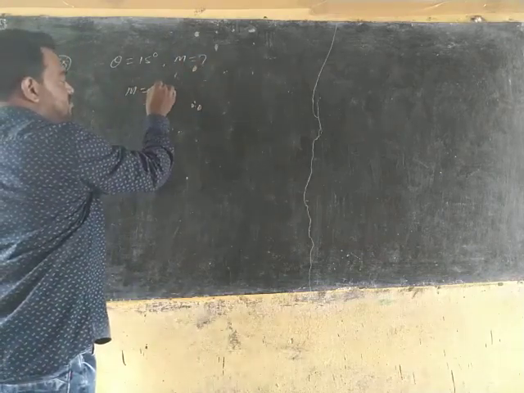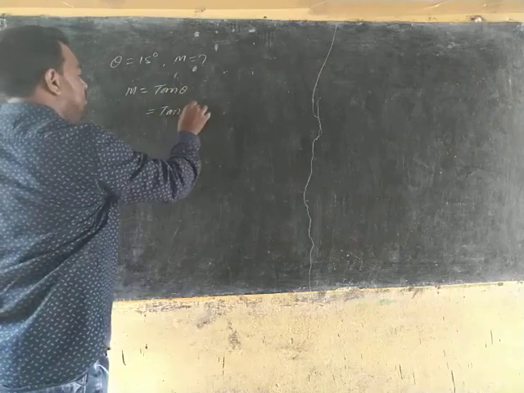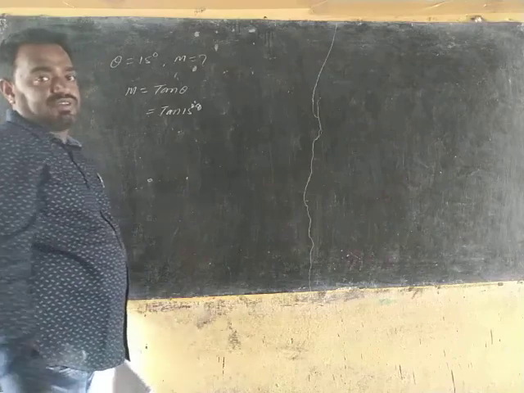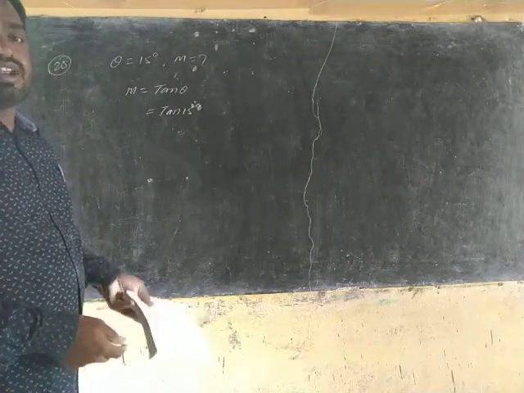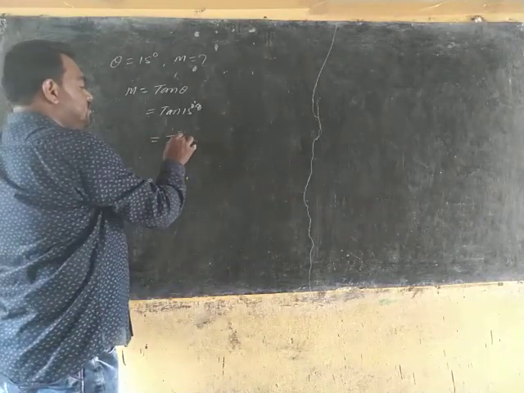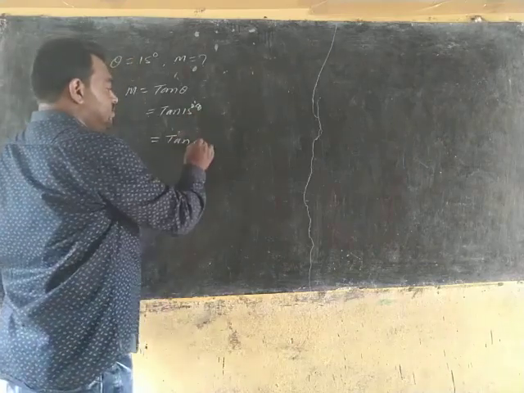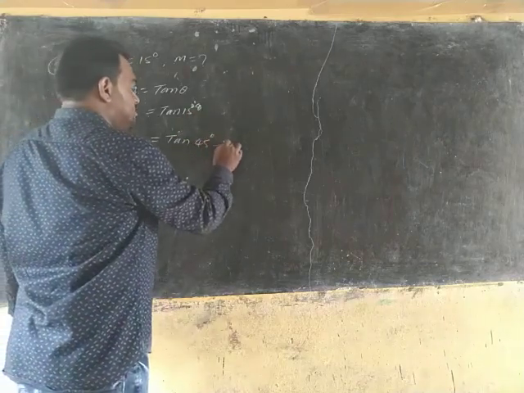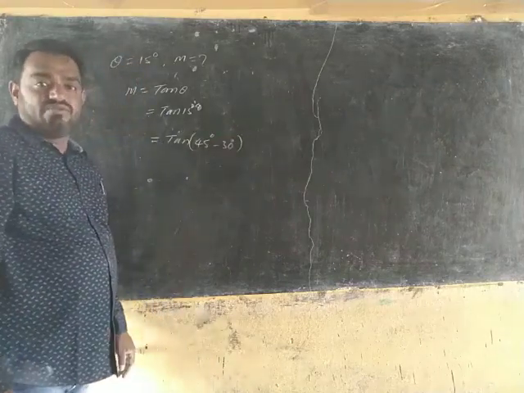Slope is m is equal to what? Tan theta, we know the formula. So tan 15 degrees. What is the tan 15 degrees value? If we know the tan 15 degrees, that is our answer. How are we finding it? Tan 15 degrees is equal to 45 degrees minus 30 degrees. 45 minus 30 is 15.